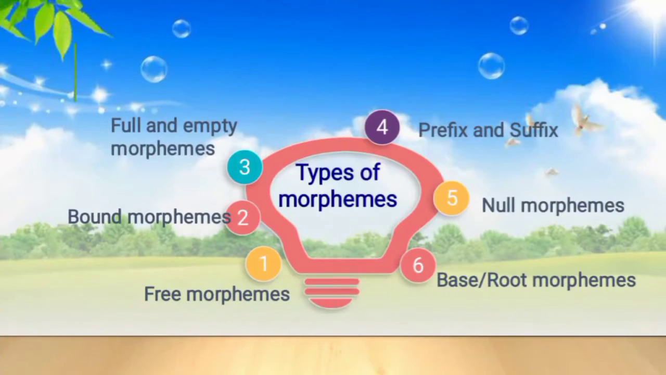Now, we have types of morphemes. For the first one, we have the free morphemes. The second one, we have the bound morphemes. The third one, we have the full and the empty morphemes. The fourth one, we can talk about the prefix and the suffix. The fifth one, we can talk about the noun morphemes. The sixth one, talk about the base or the root morphemes.